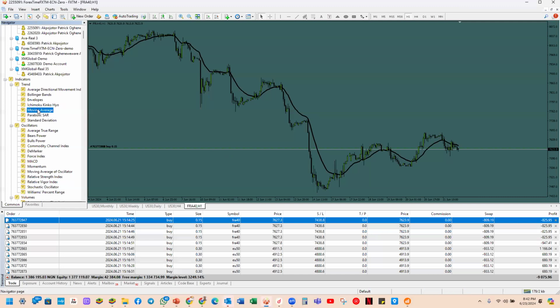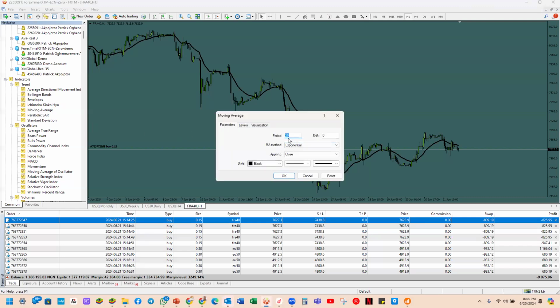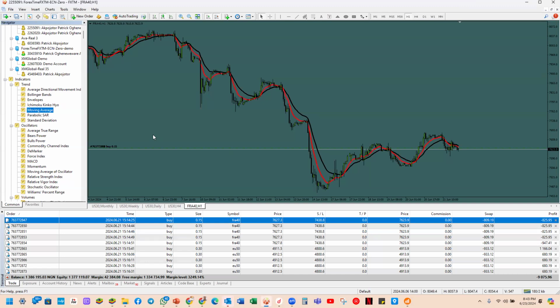Then the second moving average is moving average 10. So I come here and I say riding the trend. The second moving average is moving average 10. I change this to 10. And I say let the color be red. Okay, I select red. And I say okay. Now you see 2 lines on the chart with 2 colors, right?